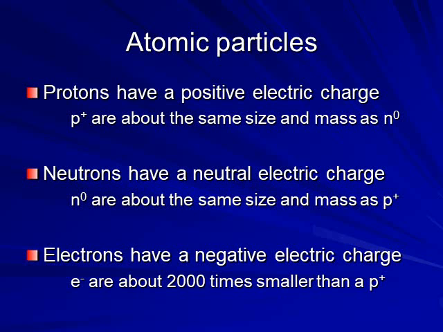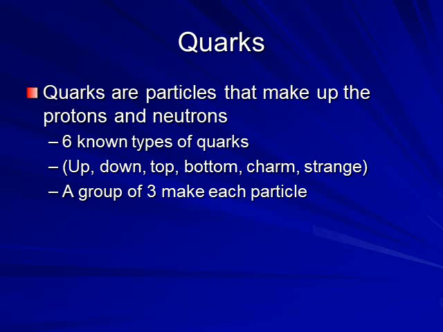Electrons are tiny compared with protons or neutrons. So electrons have a negative electrical charge, and electrons are about 2,000 times smaller than a proton. So at some point you might say, okay, the atom is made up of protons, neutrons, electrons. Are they made up of anything else? Well, electrons are not made of anything else. The electron is small, solid, and that's it. It's not made of anything else.